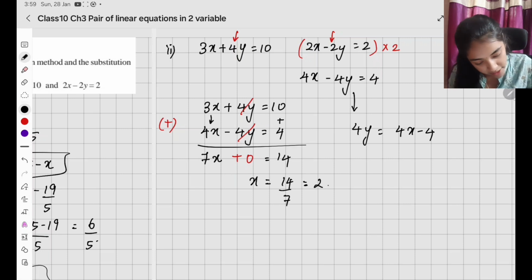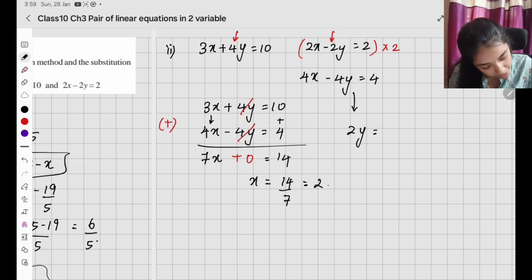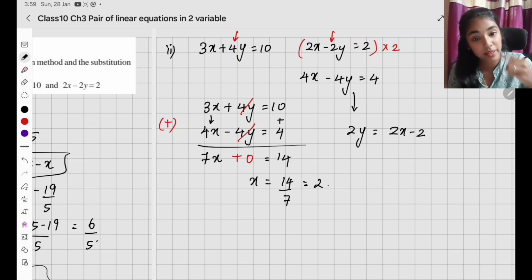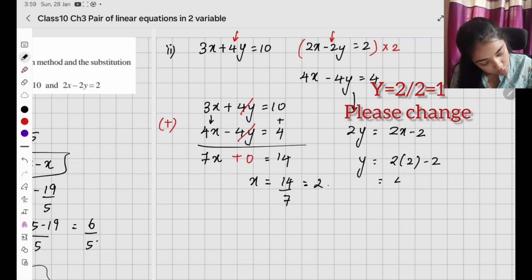Okay, now y value we have from here, we have 4y equals 4x minus 4. Okay, so from here இல்லati first equation எடுத்துக்கலாம். We have 2y equals 2x minus 2. First equation இருந்ததுல 2 ல multiply பண்றதுக்கு முன்னாடி. So we have y equals 2 times 2 minus 2 which is going to be 4 minus 2, 2. So we have x equals 2 and y equals 2.